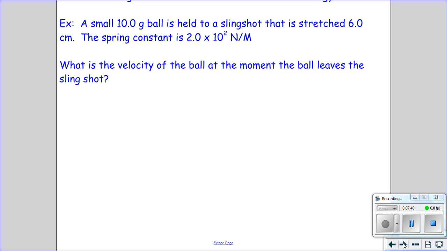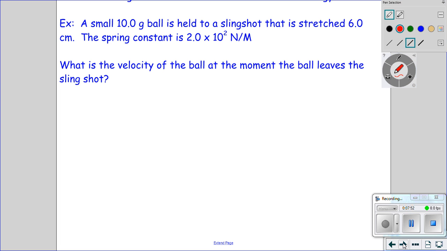So, a couple things I'm going to do here. I'm going to remember to change my units into standard SI units. 10 grams needs to be converted to kilograms. So I'm going to right off the bat move that decimal 3 places over to the left and say this is the same as 0.0100 kilograms. Also, centimeters needs to be changed to meters. So this is going to be 0.060 meters.